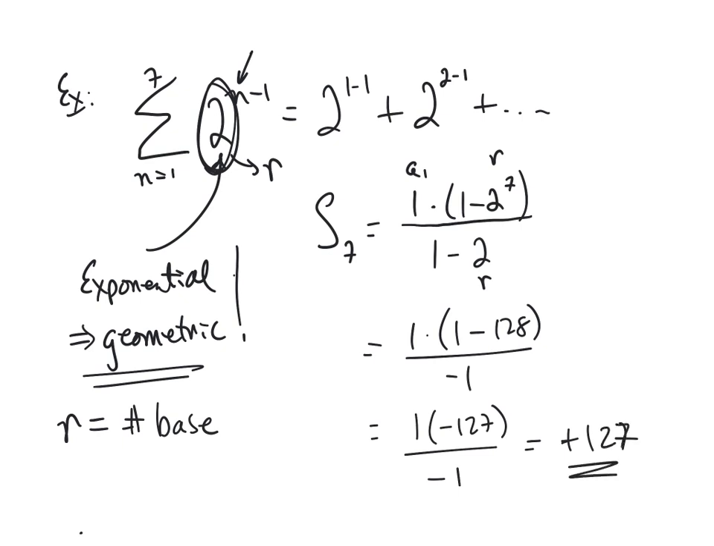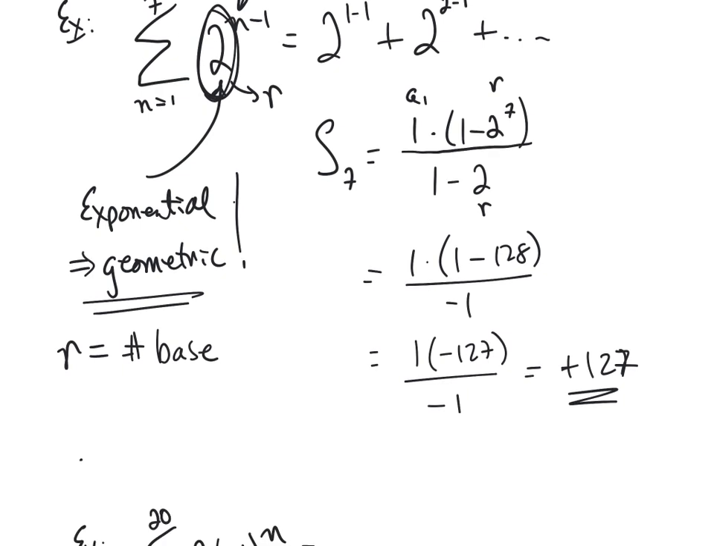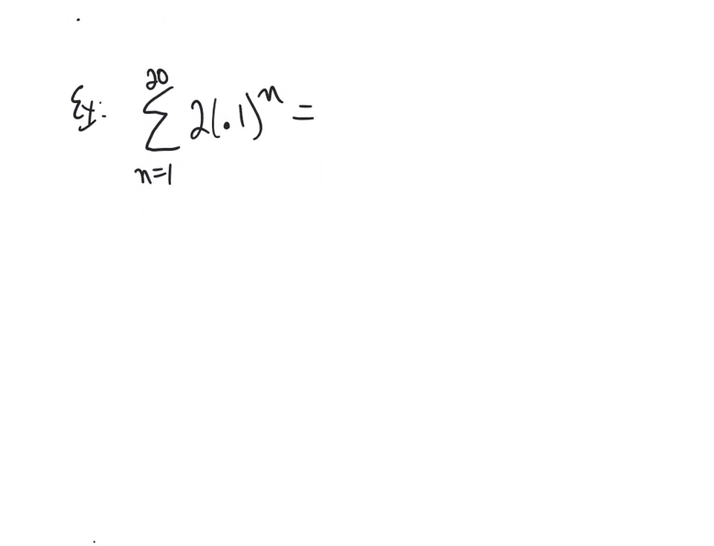Okay? So I have a couple of important things. If the formula is exponential, that means it'll be geometric. And if it's geometric, then the number base is the common ratio, the R in our formula. So with that in mind, let's try 2 more of these. All right, another one in summation notation. Is this an exponential? Yep, because we have a variable in the exponent. So that means it's geometric. And whatever the number base is, that becomes the common ratio.